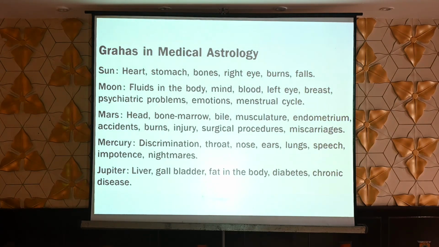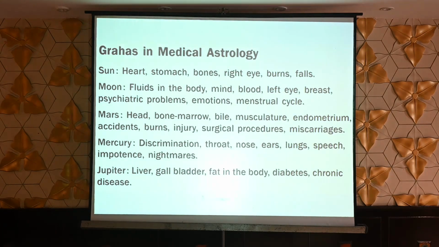Breast, menstrual cycle, moon and Mars, they regulate the menstrual cycle of women. So moon is one important factor which is important in the menstrual cycle. In fact, you can predict a normal menstrual cycle if you understand the movements of the moon and the Mars. Mars is an aggressive planet. It indicates head, bone marrow, musculature, endometrium, accidents, burns, injuries, surgical operations, and miscarriages.